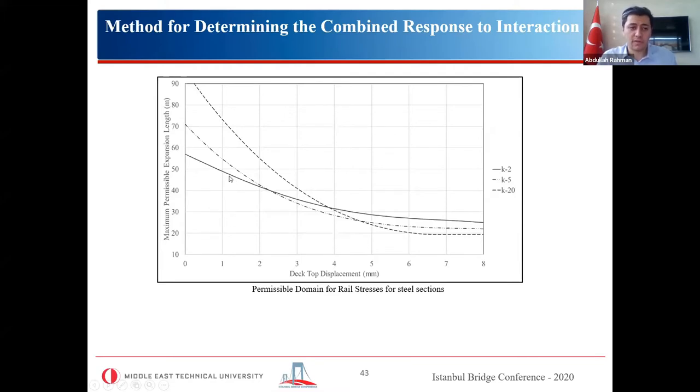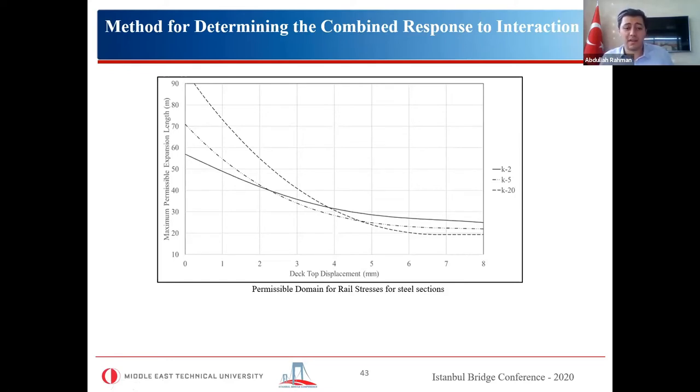If your substructure longitudinal stiffness is around, for example, 2 kilonewton per millimeter per track, and from your preliminary design calculations you can calculate the deck top displacement from the bending stiffness of your bridge, and you have a 30 meter bridge span, you will come to the 2, hit it with your longitudinal stiffness, and go to the maximum permissible expansion length. As you can see here, from 2 millimeter, it's around 42-43 meters, which means that if your bridge span is 30 meters, it's okay.